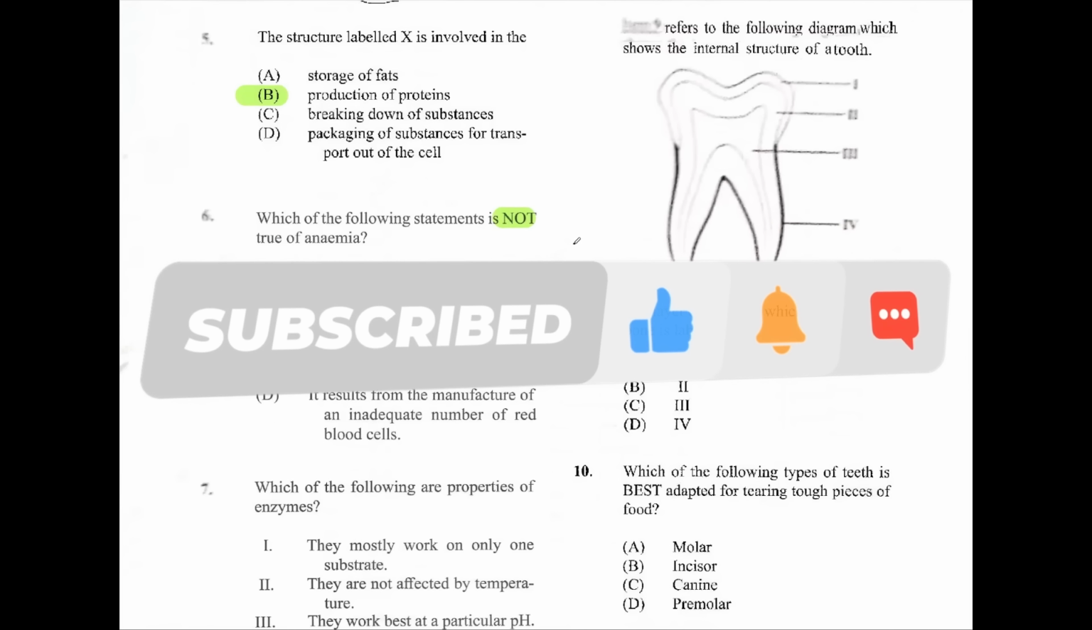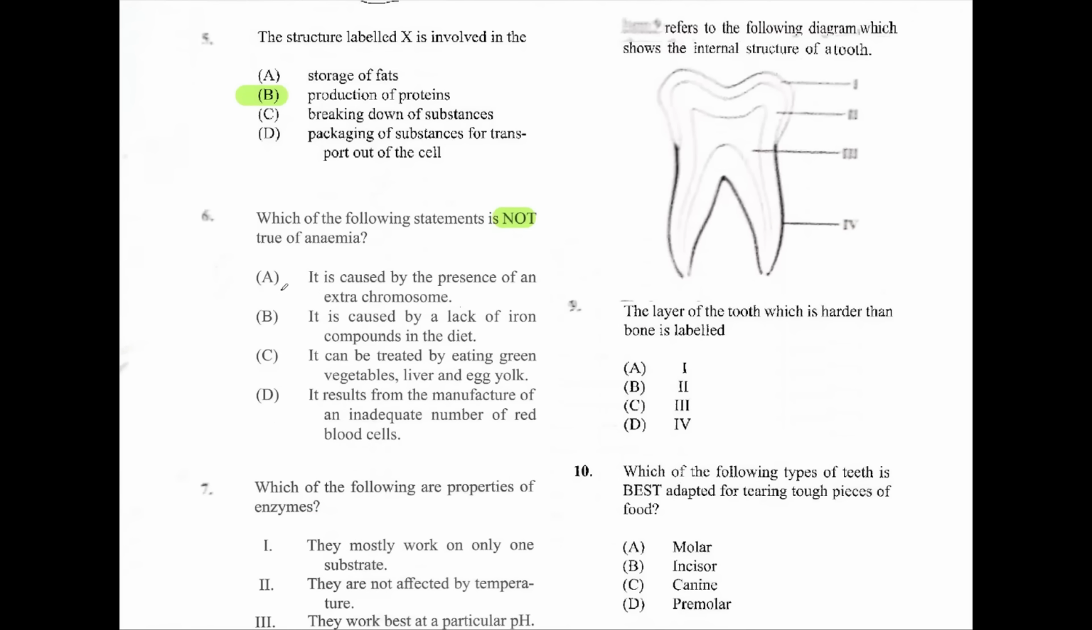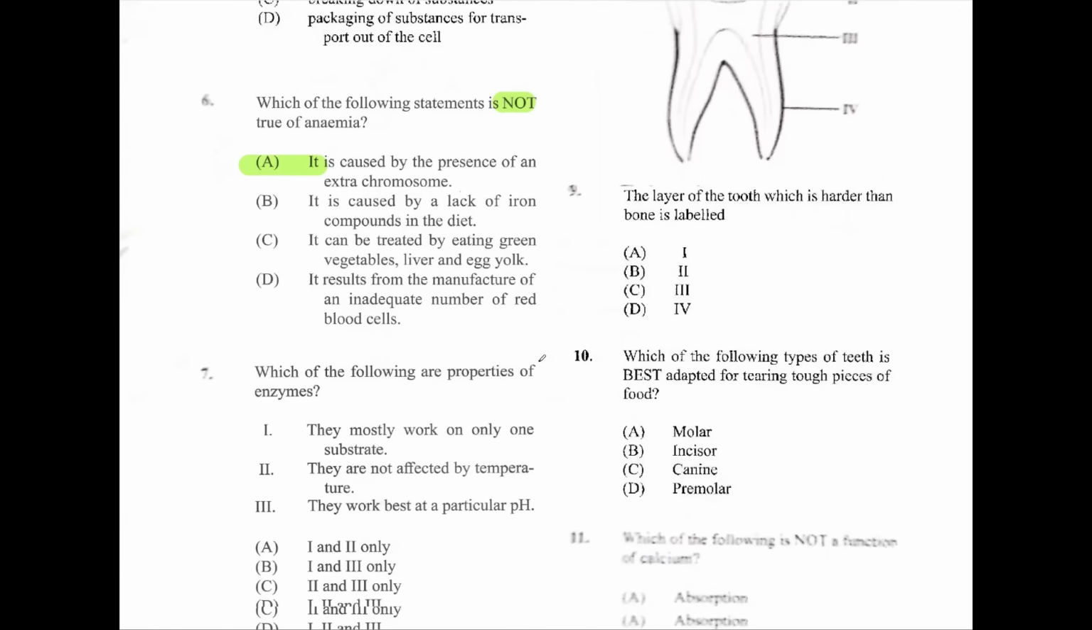Question 6, which of the following statements is not true of anemia? That "not" is in capital letters, don't miss that. Read through all your answers carefully. And A, it is caused by the presence of an extra chromosome. That is not true for anemia, so that makes A the answer.